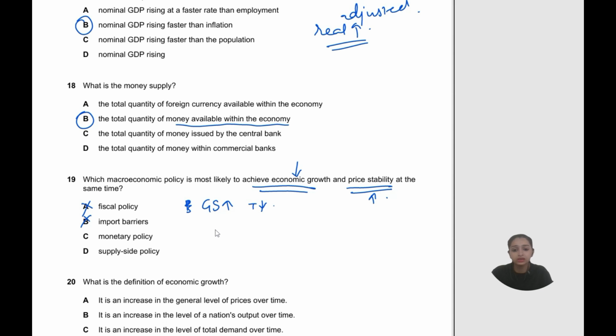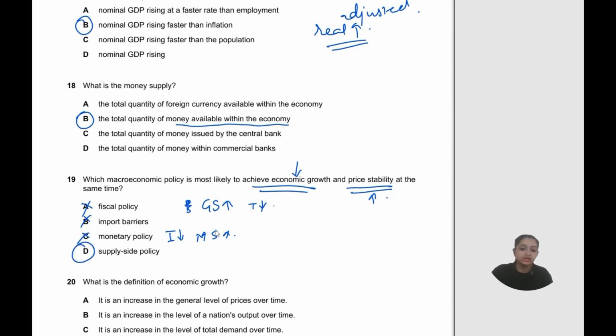Monetary policy, again, the government might reduce the interest rates and increase the money supply. But again, this is going to have the same impact as the fiscal policy. This is going to increase the economic growth. However, there will not be any price stability in the market. The prices of the commodities are going to rise because people have more money to spend, right? So D is not the answer.